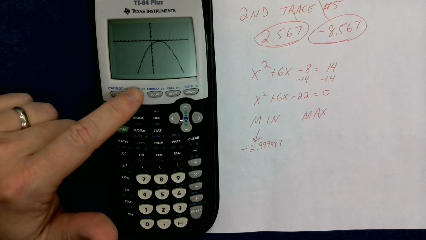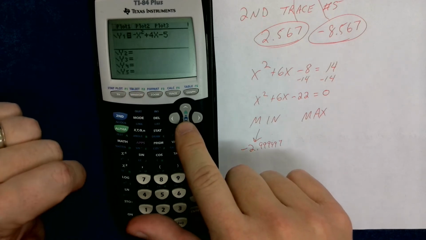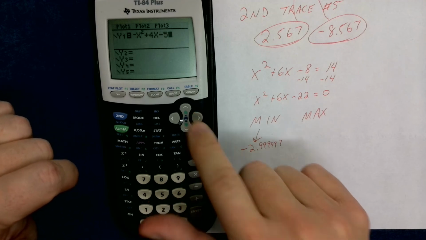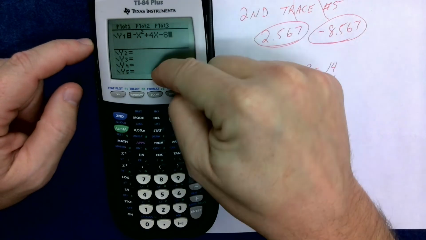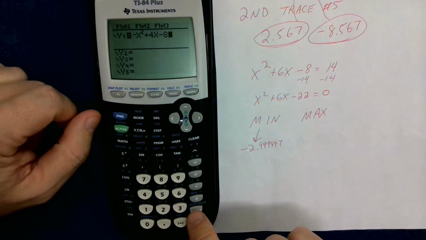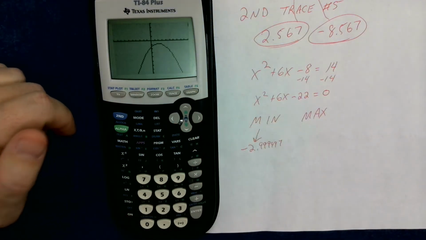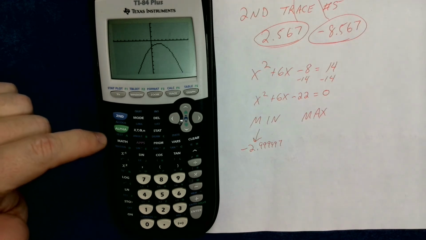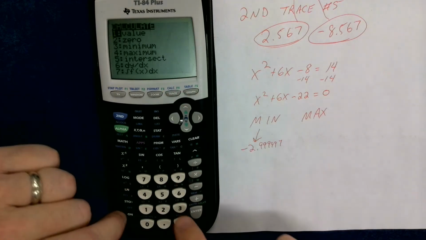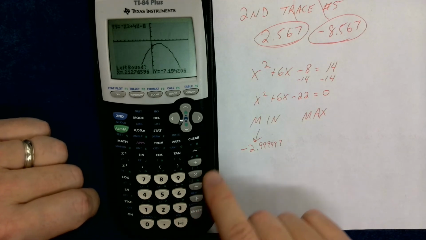So just so that I can do something that tweaks it a little bit, I'm going to hit my y equals. I'm going to change that minus 5 to a minus 8, which will take the entire parabola and just slip it down 3 more. You can see that now it's down a little bit lower, and I'm going to find that maximum. So I hit second trace, and number 4 is maximum.